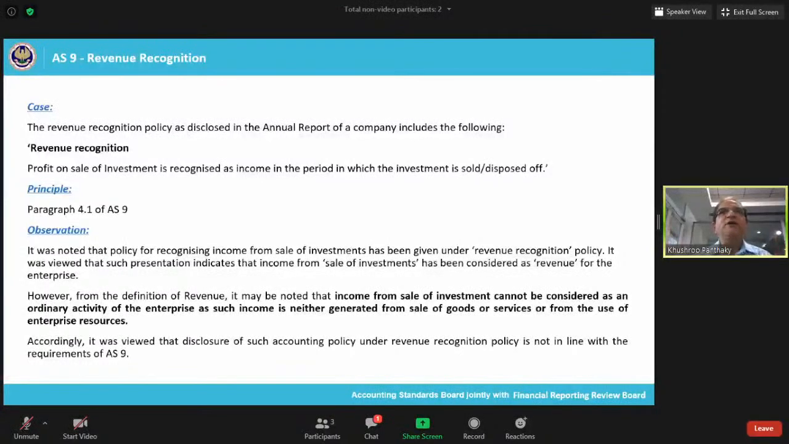Your revenue recognition is only the recognition of revenue from your core activities. It could be sale of goods and services, or anything that the company is dealing in. But if you are selling an investment and there is a gain, that is your other income. And therefore, the heading in this case is revenue recognition, and this accounting policy should not form part of your revenue recognition. It is an accounting policy forming part of your other income, and therefore it needs to be disclosed accordingly.